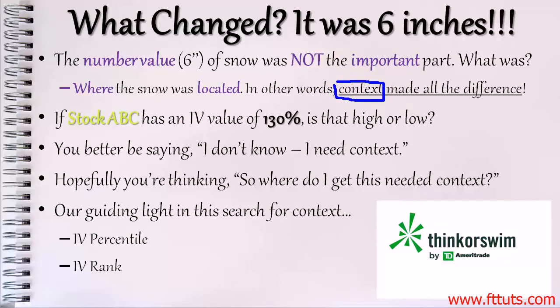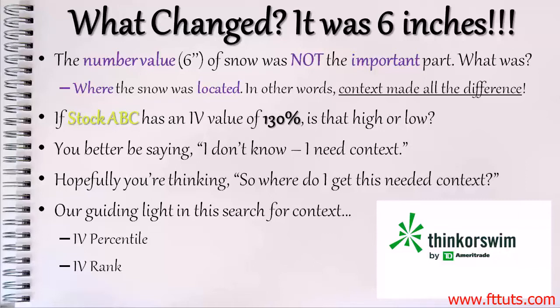So if I say to you, hey, stock ABC has an implied volatility value of 130%, is that high or low? You better be saying now at this point in time, I don't know. I need context. Exactly. The IV is like snow. Is snow high or low? Well, where? I need more context. Tell me more. Same with implied volatility. 130% at the surface. Wow. But you need more than that. And now I hope you're thinking, okay, yep, I agree. I see where you're going. But where do I get this context from? How do I figure that out?